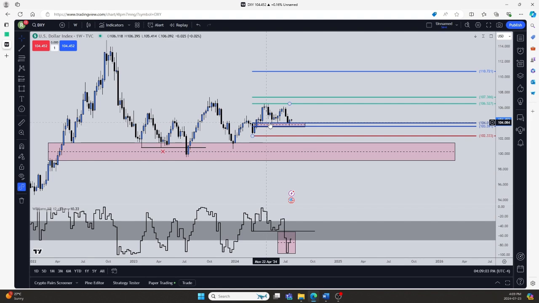Okay, we have equal highs, right? So we have layered liquidity. We have a high here, a lower high here, a lower high here. And so I'm actually expecting price to rip out of here.